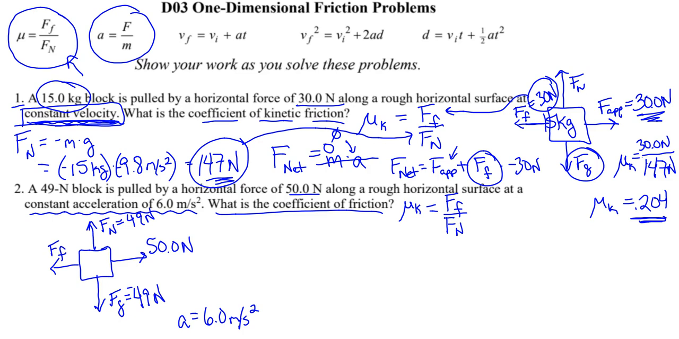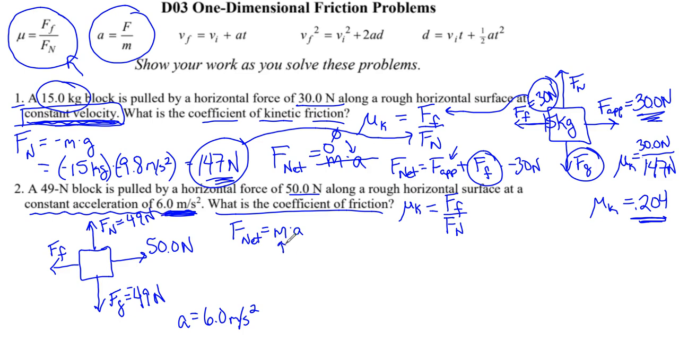Okay, and in order to find the net force, remember the net force is equal to mass times acceleration. Well, we know the acceleration. Acceleration is 6.0 meters per second squared. But what we don't know yet is the mass. Okay, so we need to find mass.